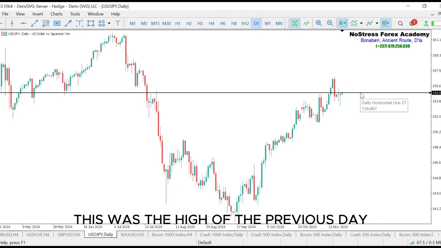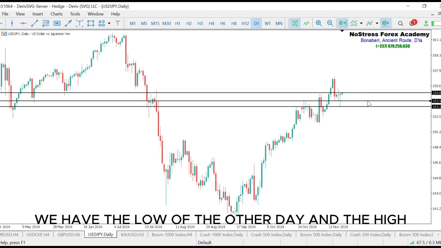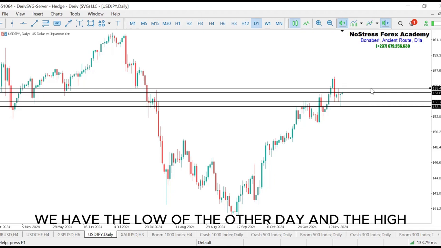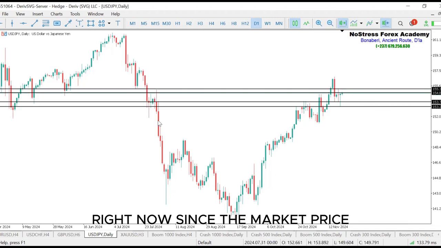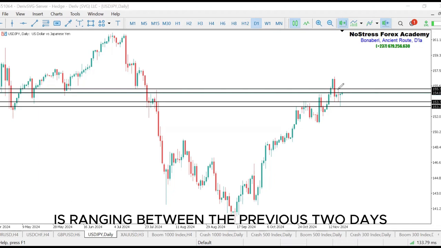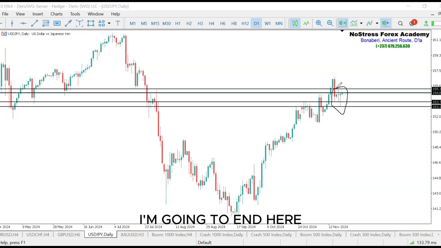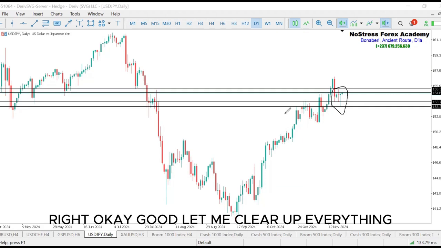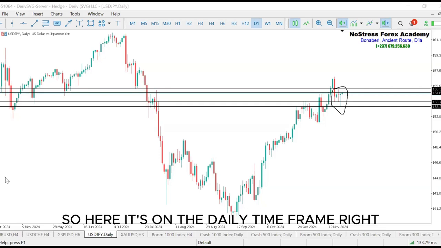This was the high of the previous day. This was its low. We have the low of the other day and the high. Right now, since the market price is ranging between the previous 2 days or 3 days, let me say 3 days, I'm going to end here. Okay, good. Let me set up everything. So here it's on the daily time frame, right?